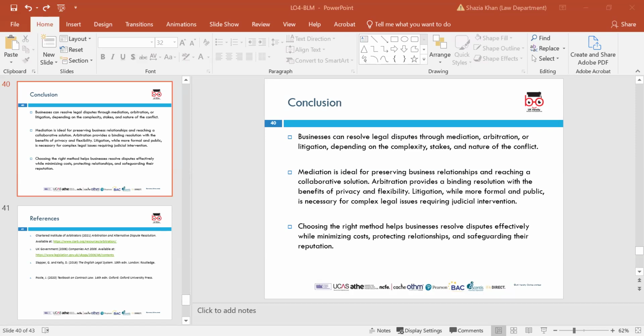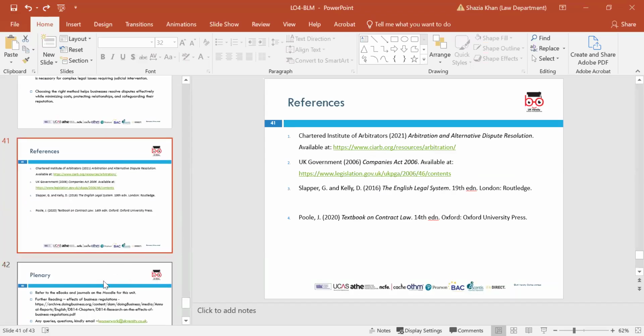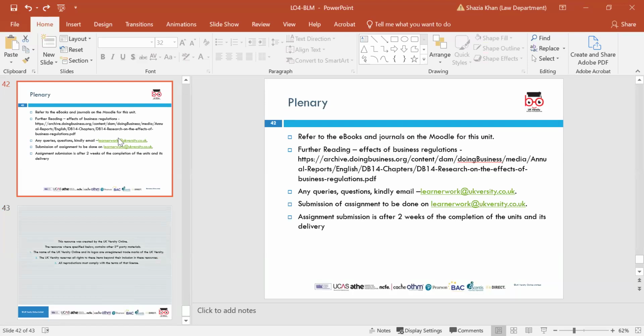So we finished learning outcome 4. The next learning outcome is the assignment discussion. These are some of the references we've used for learning outcome 4 that you can link on. There's a collaboration between learning outcomes 2, 3, and 4, which interlink. Some of these books you can look at, and links are there for you to refer to as references. Also, I refer to ebooks and journals on Moodle for this unit. I put a link there for further reading on the effects of business regulations and what impact regulations have on a business. Please have a look at that.